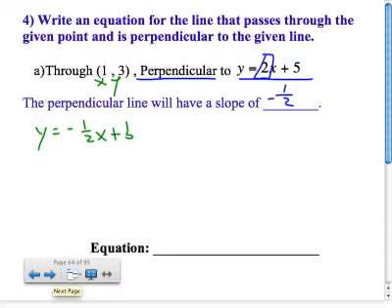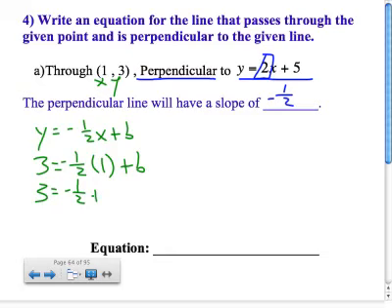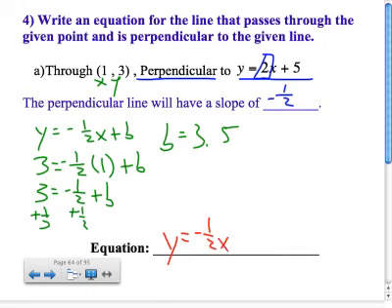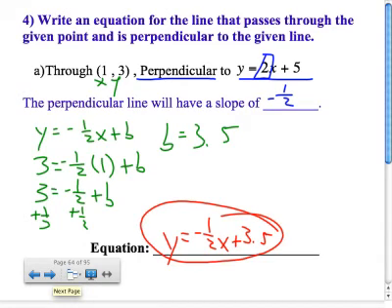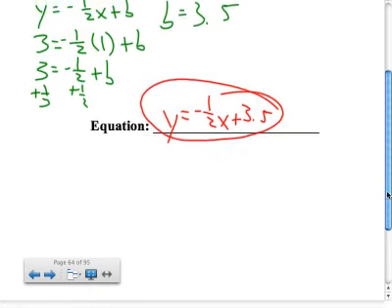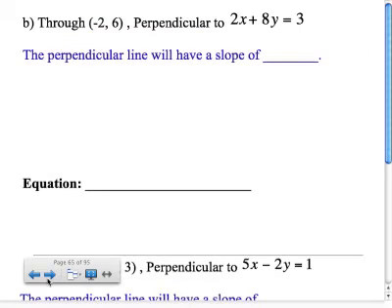I gave you an x and a y, use them. 3 equals negative 1/2 times 1 plus b. 3 equals negative 1/2 plus b. Add your half to both sides, so your b equals 3.5. Okay, you can write that as a fraction, mixed number, it doesn't matter, whatever you want. Okay, and so your final equation, y equals negative 1/2 x plus 3.5. So same idea, except we're working with perpendicular now.